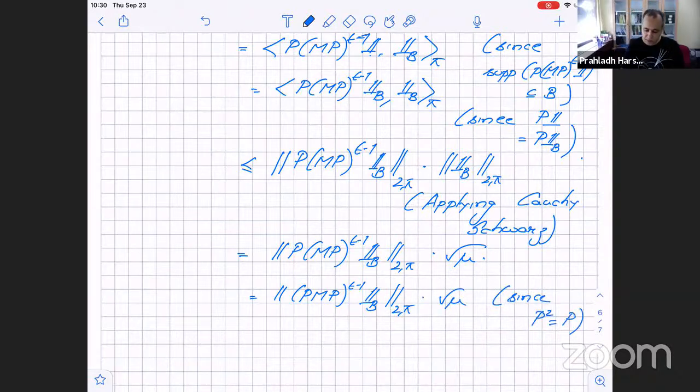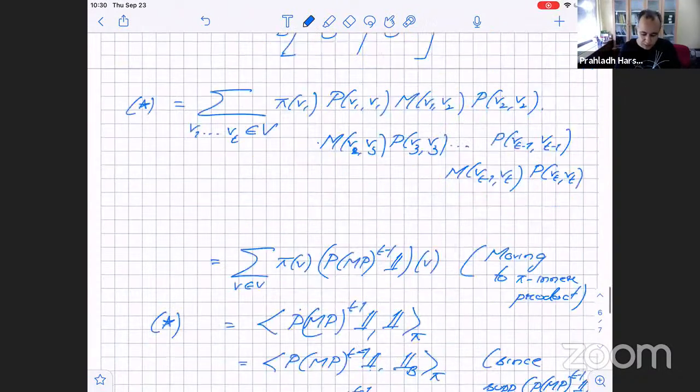Notice this thing has all the in-between P's there. So it's PM, PM, PM, PM. Now I'm making it PMP, PMP, PMP. The in-between P's were just 1 previously, now I'm making it a square. That's just because P squared equals P for the matrix P that we care about.